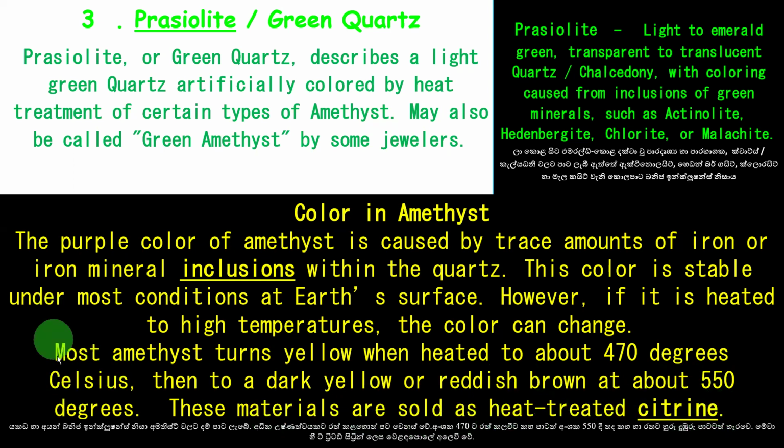See, this is very important to you. Most amethyst turns yellow when heated up to 470 degrees. But if it is heated up to 550 degrees, it is reddish brown. Polar citrine. So remember that.